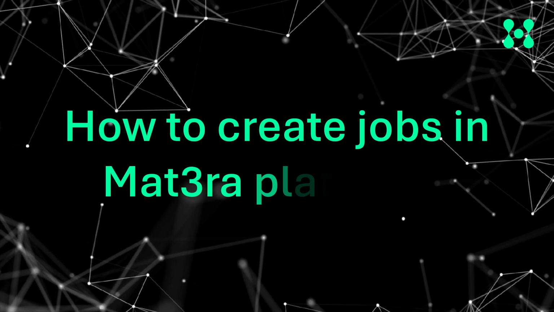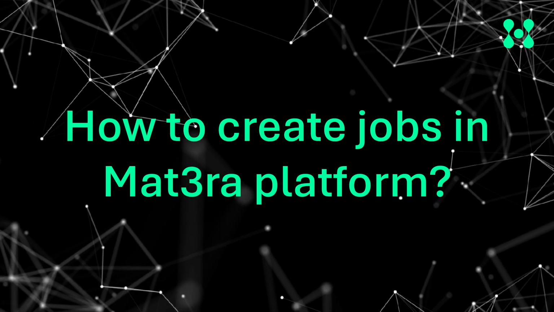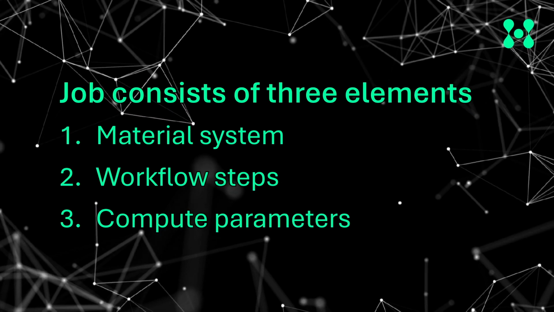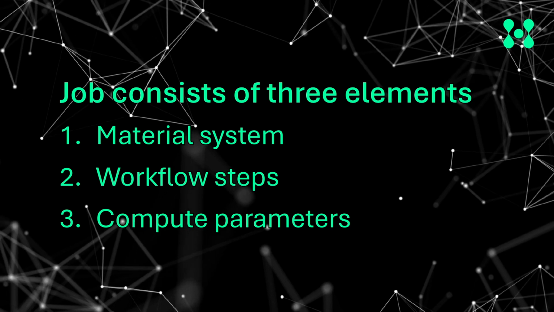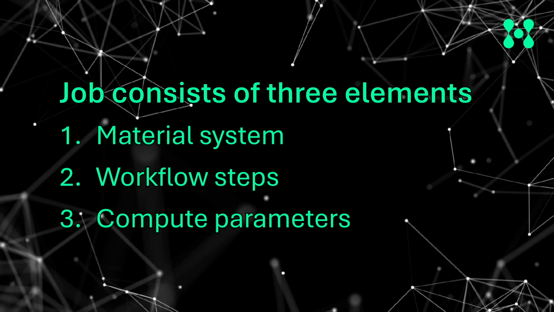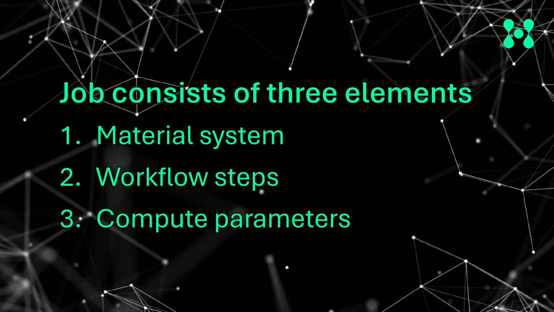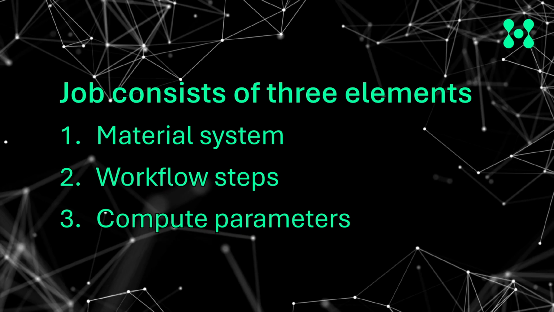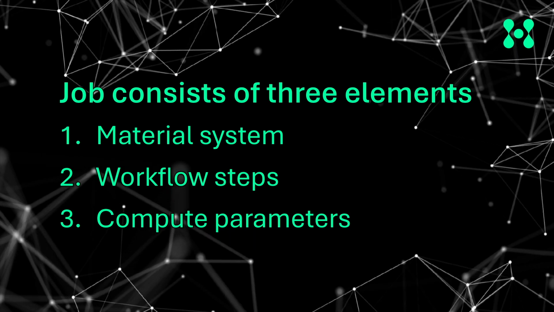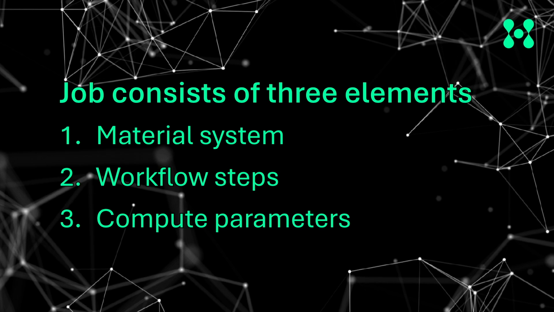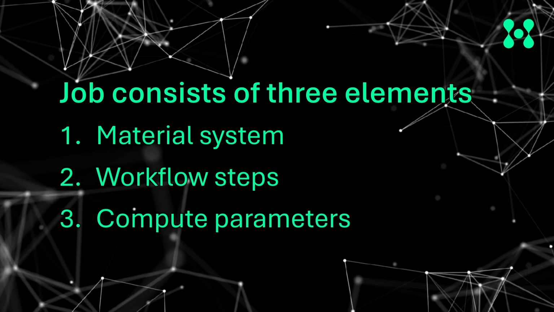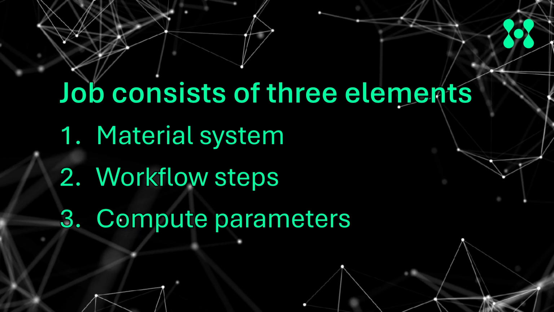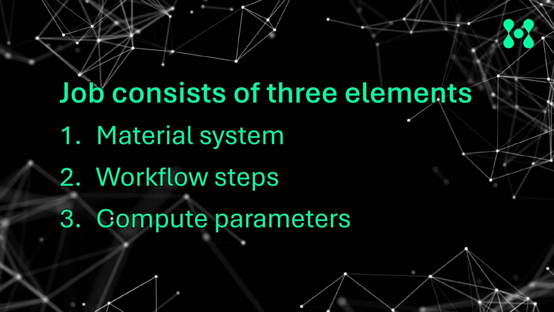How to get started with creating and running jobs in Mat3ra platform. Creating a job involves 3 steps. Specify the material system, such as crystal structure, lattice constants, and atomic positions. Specify the workflow steps, whether we are going to run a band structure calculation, or a molecular dynamics calculation, or something else. Finally, depending on the system's size, desired accuracy, and available resources, we can specify the compute parameters, such as required number of nodes, number of processors per node.